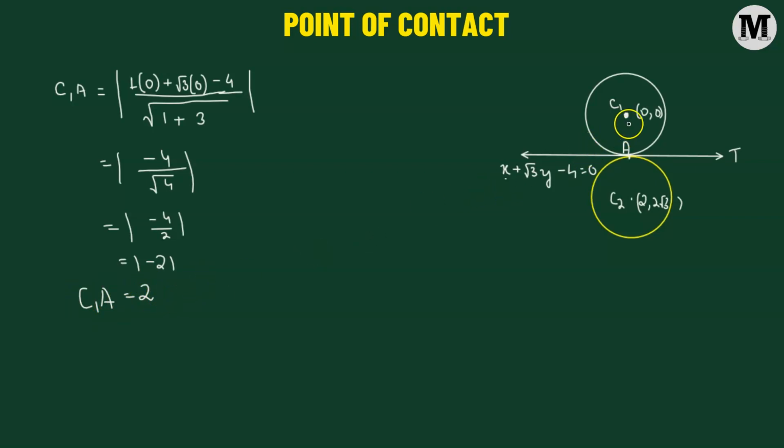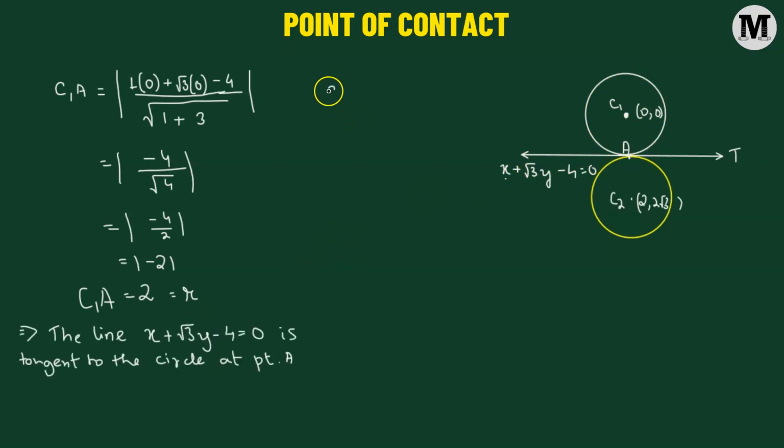However, we have already shown that for the circle C1, the radius is 2 units, which means that C1A, the perpendicular distance, is nothing but the radius of the circle. And this tells us that the line must be tangent to the circle C1 at point A.